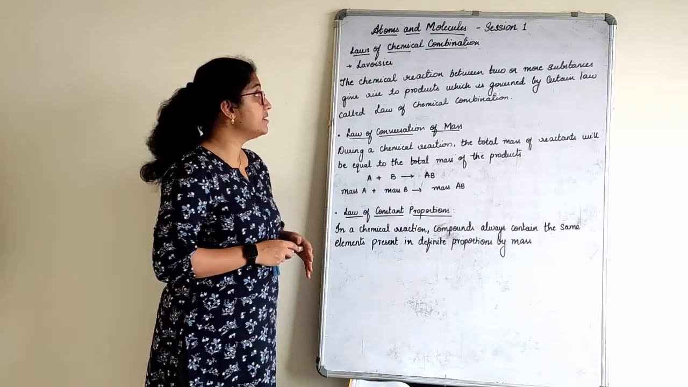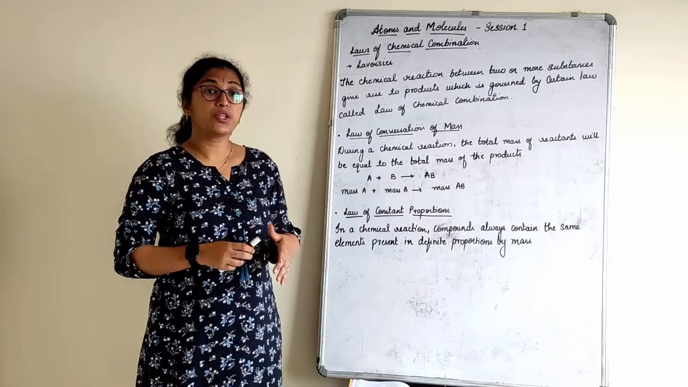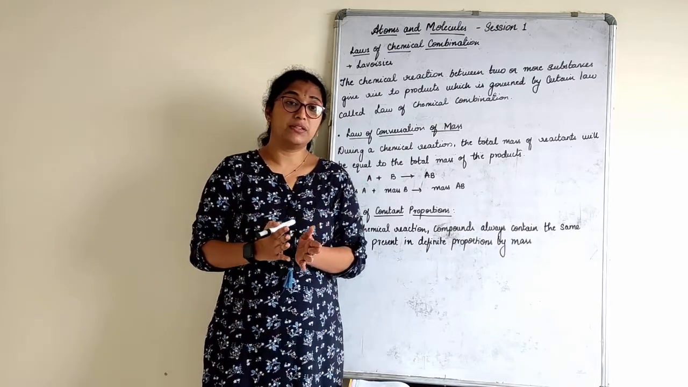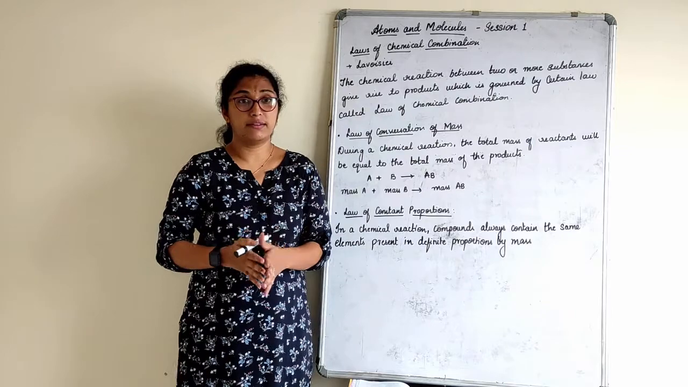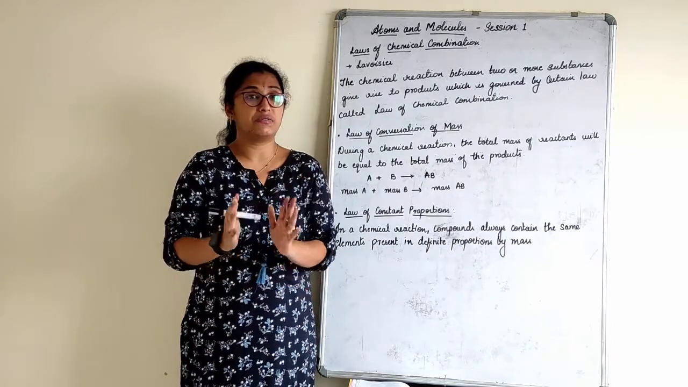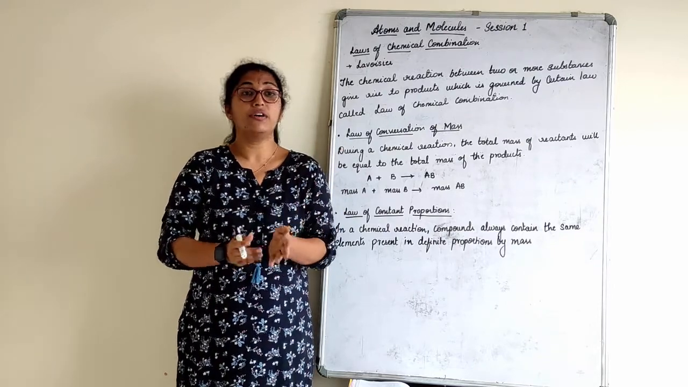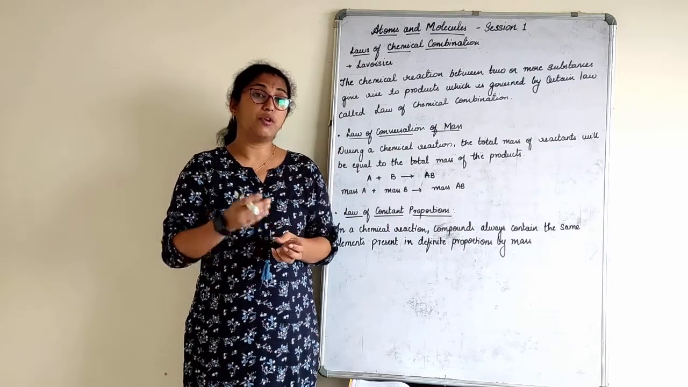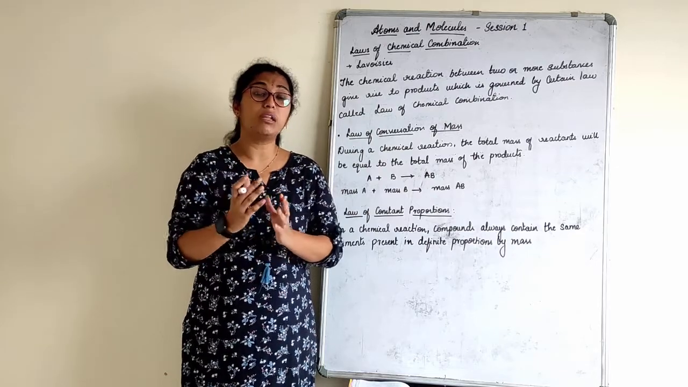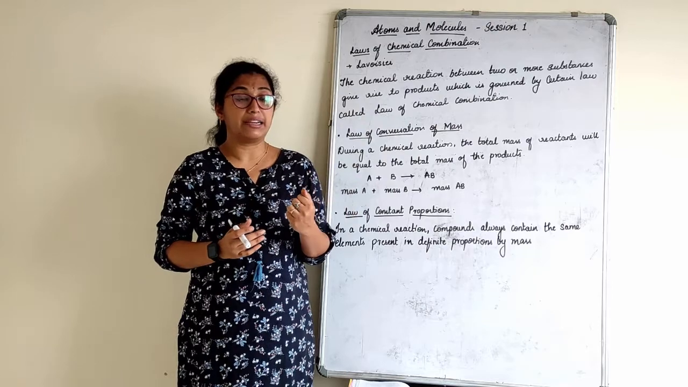So here we begin a new chapter, Atoms and Molecules, session 1. In our first and second chapters we understood about matter, right? We understood that all the things around us, everything in the universe, is made up of matter. Now, what is this matter made up of? It is made up of smaller and smaller particles. The building block of matter is nothing but an atom.